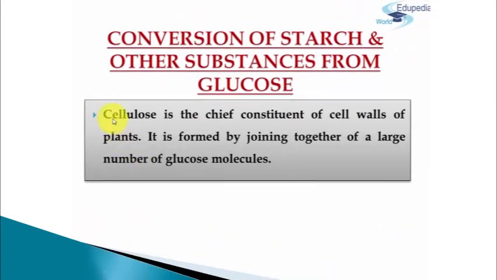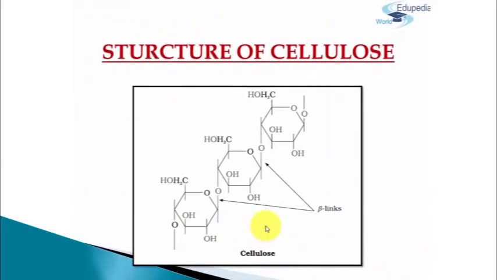Next we have cellulose. Cellulose is the chief constituent of cell walls of plants. It is formed by joining together a large number of glucose molecules. It occurs exclusively in plants and it is the most abundant organic substance in the plant kingdom. It is the predominant constituent of the cell wall in plant cells. Here you can see the structure of cellulose. These are the beta linkages, and this is the way through which the molecules present in cellulose are linked.